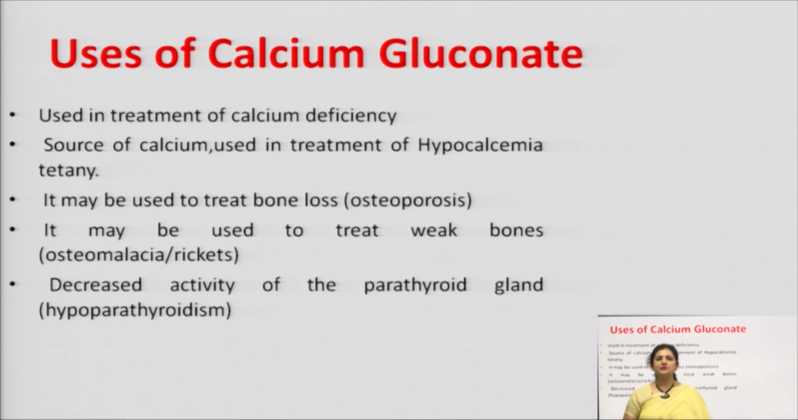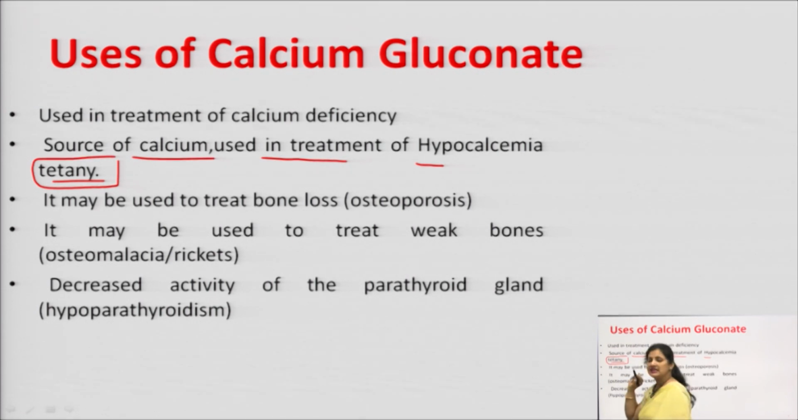Now, the uses of calcium gluconate. We know that it contains calcium salt, so obviously it has calcium. So, whenever there is a deficiency of calcium, calcium gluconate comes into play. It is a salt which is used in the treatment of calcium deficiency. It is a source of calcium used in the treatment of hypocalcemia tetani.